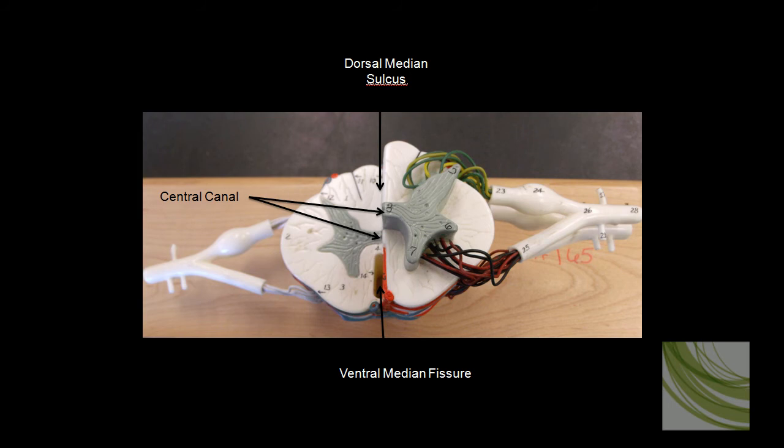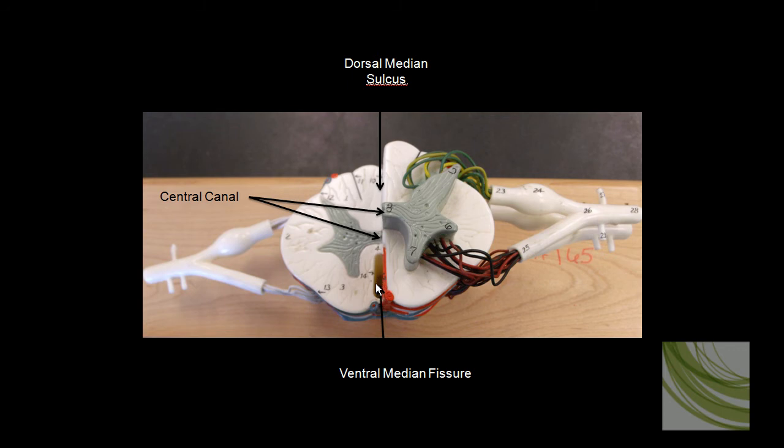There are three structures that literally split the spinal column in half. You have a central column, which is right in the middle, full of cerebrospinal fluid. Then you have a dorsal median sulcus and a ventral median fissure.